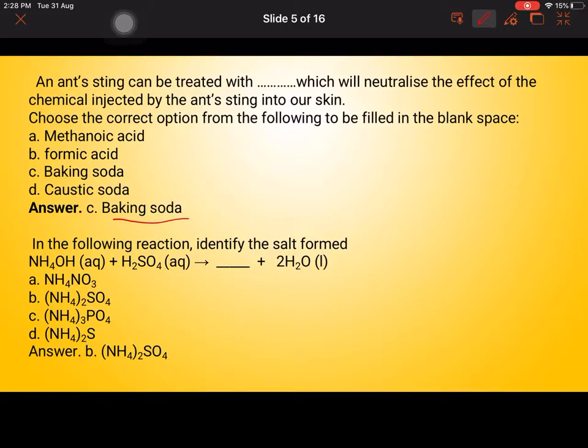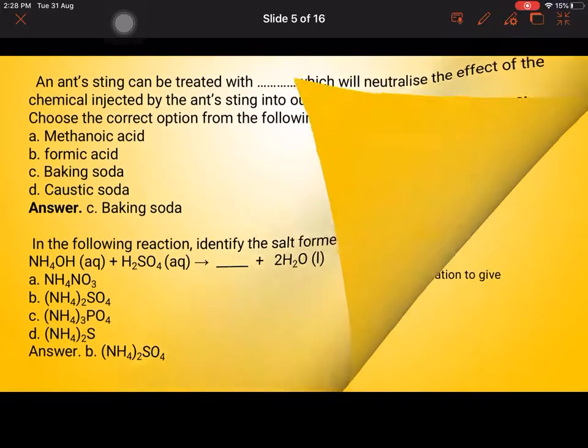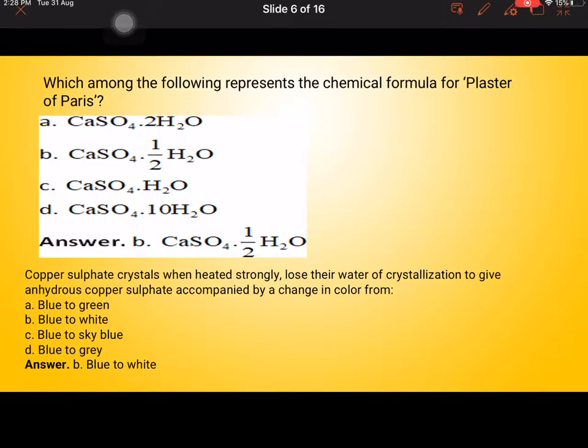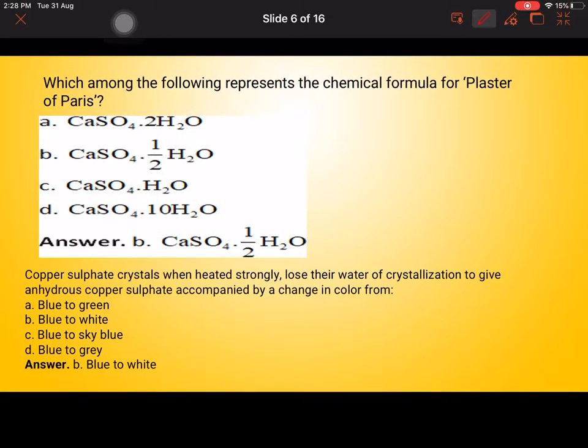In the following reaction, identify the salt formed. Ammonium hydroxide reacting with sulfuric acid will give you ammonium sulfate. Next: which among the following represents the chemical formula for plaster of Paris? The chemical formula for plaster of Paris is calcium sulfate hemihydrate, that means CaSO4·½H2O. Copper sulfate crystals when heated strongly lose their water of crystallization to give anhydrous copper sulfate, accompanied by a change in color from blue to white.